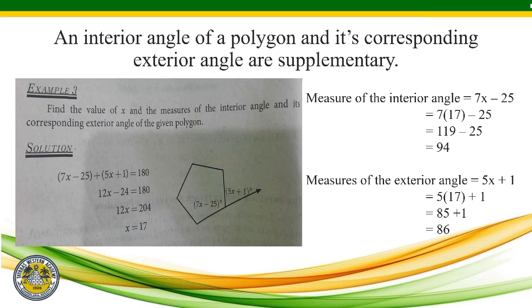Then use the addition property of equality. So we have 12x equals 204. Then we have here to divide by 12. So we have x equals 17. So therefore, the value of x is 17.